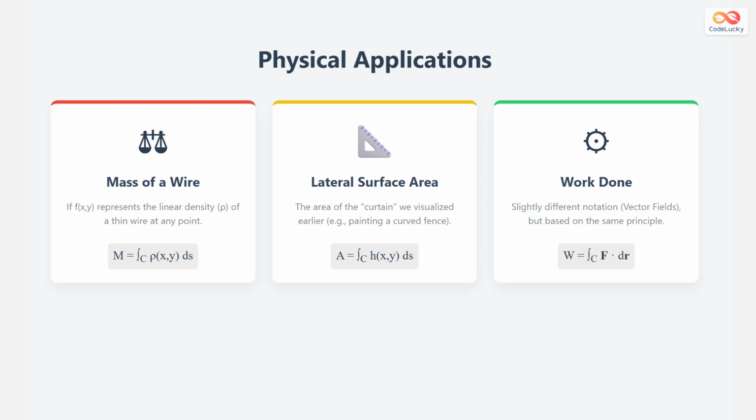Why do we do this? Line integrals are incredibly useful. If the function represents linear density, the integral gives the total mass of a wire. It can also represent the lateral surface area of a shape. In physics, a variation of this is used to calculate the work done by a force field moving an object along a path.